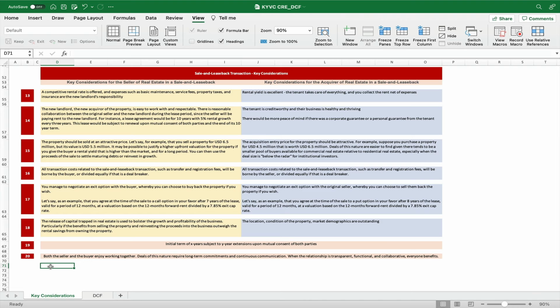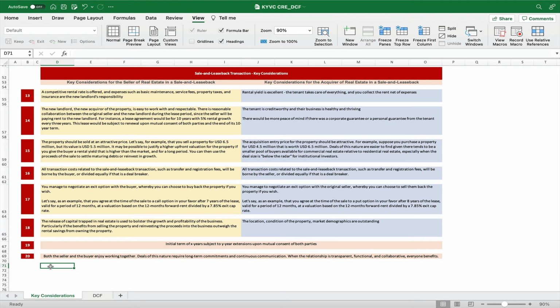So the seller, in that duration, in that window of opportunity, can choose to exercise that call option and buy back the real estate they sold today at a valuation of whatever the rent is 12 months forward from when they exercise that option, divided by the 7.85% exit cap. That's it. They already know in advance, if they want to buy back that property, what it's going to cost them.